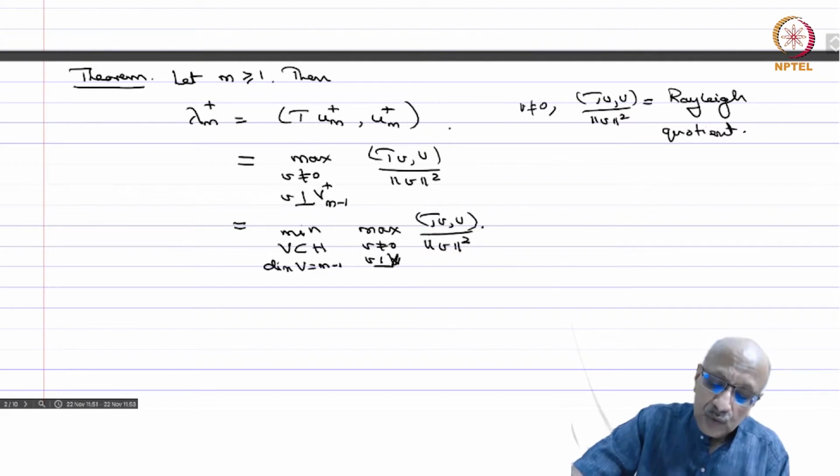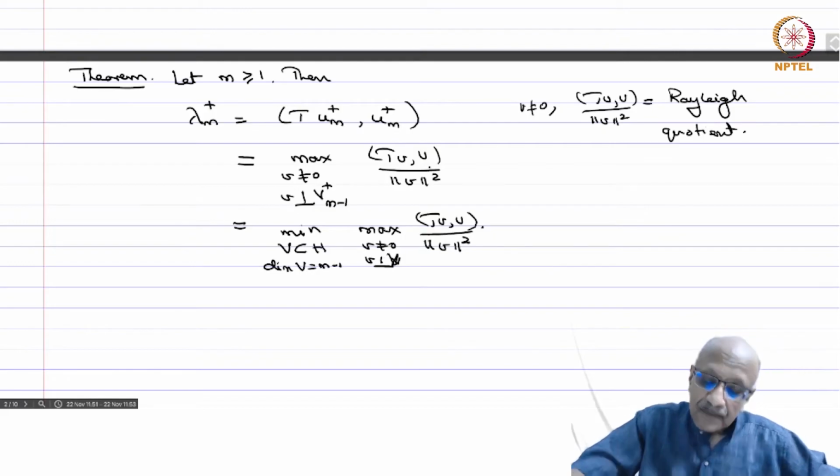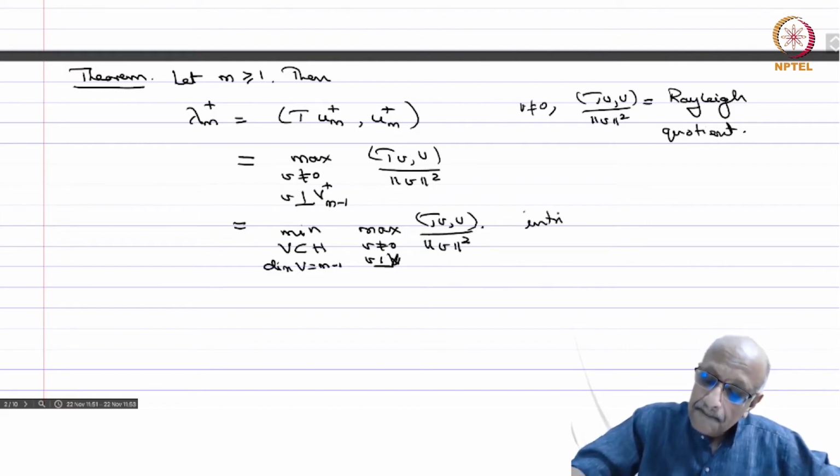Now the first two depend on the orthonormal basis which you have chosen. The basis can be chosen in many ways. So we are choosing something, and so this depends on that. The third one doesn't depend on any basis. So this is called the intrinsic characterization.